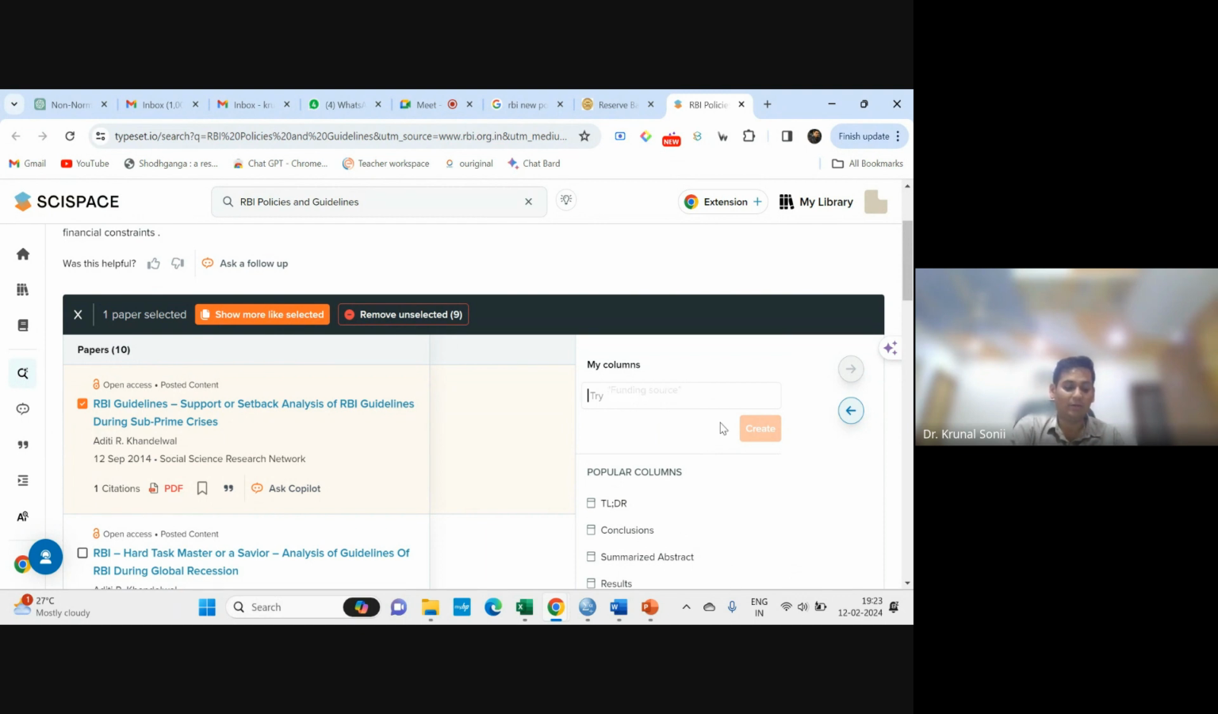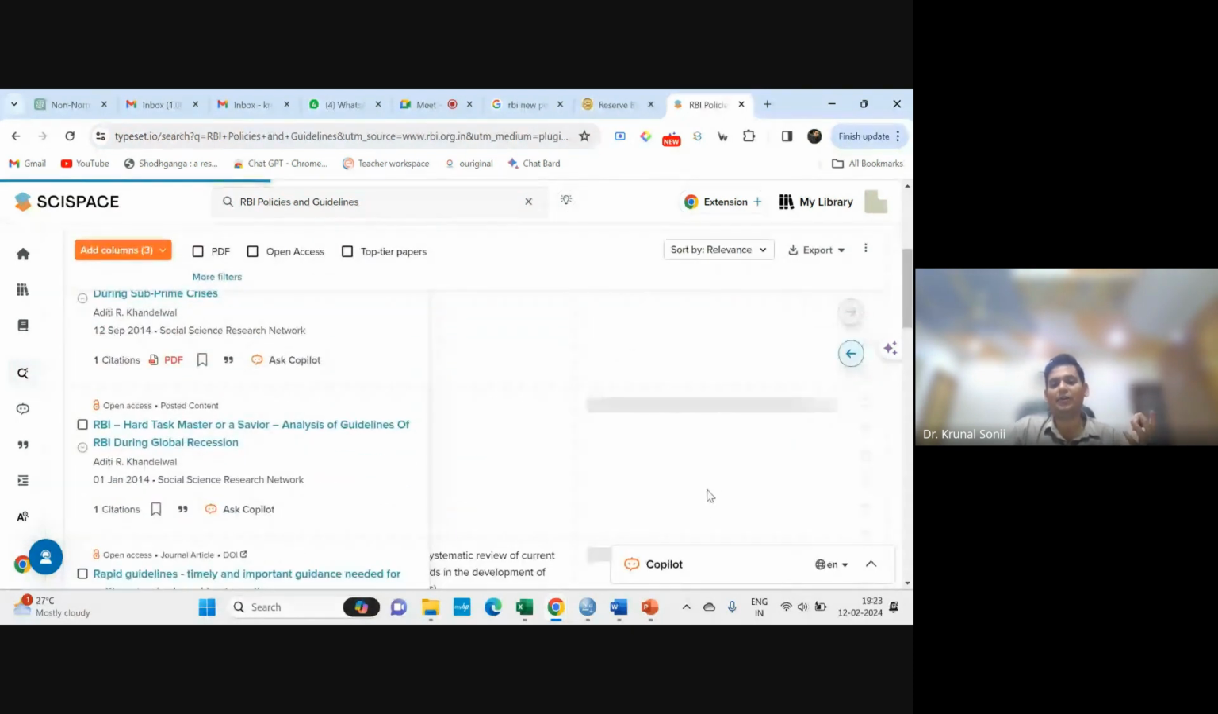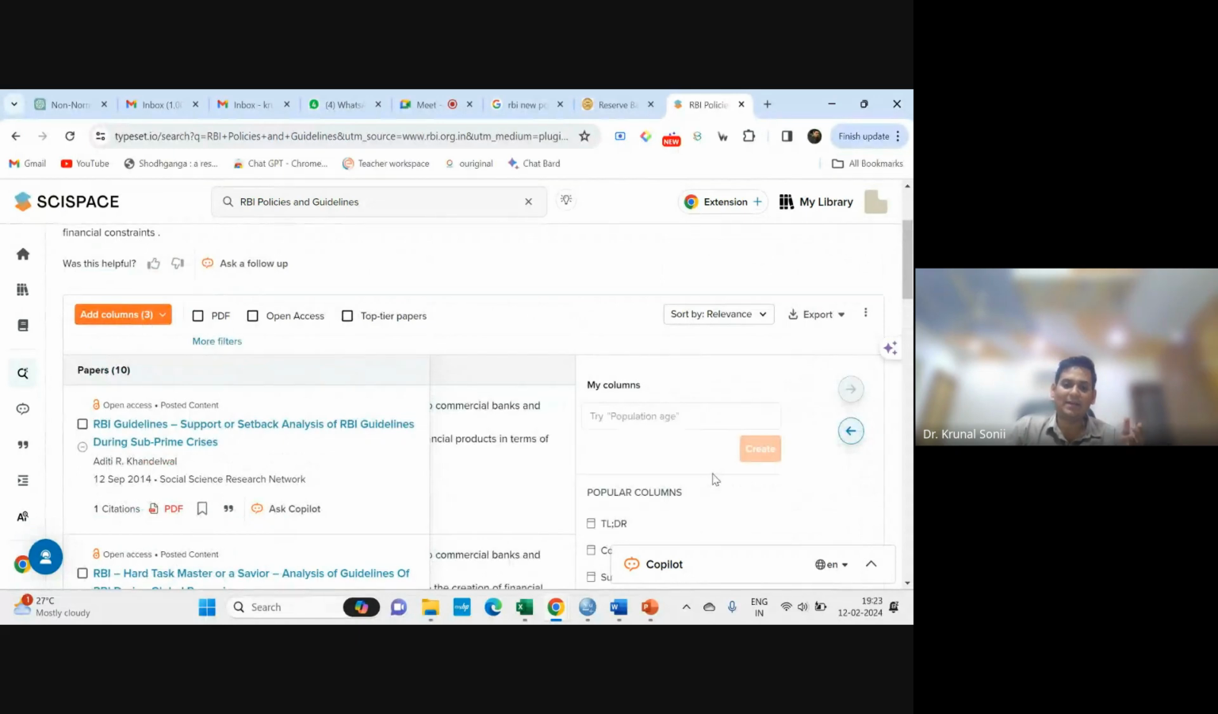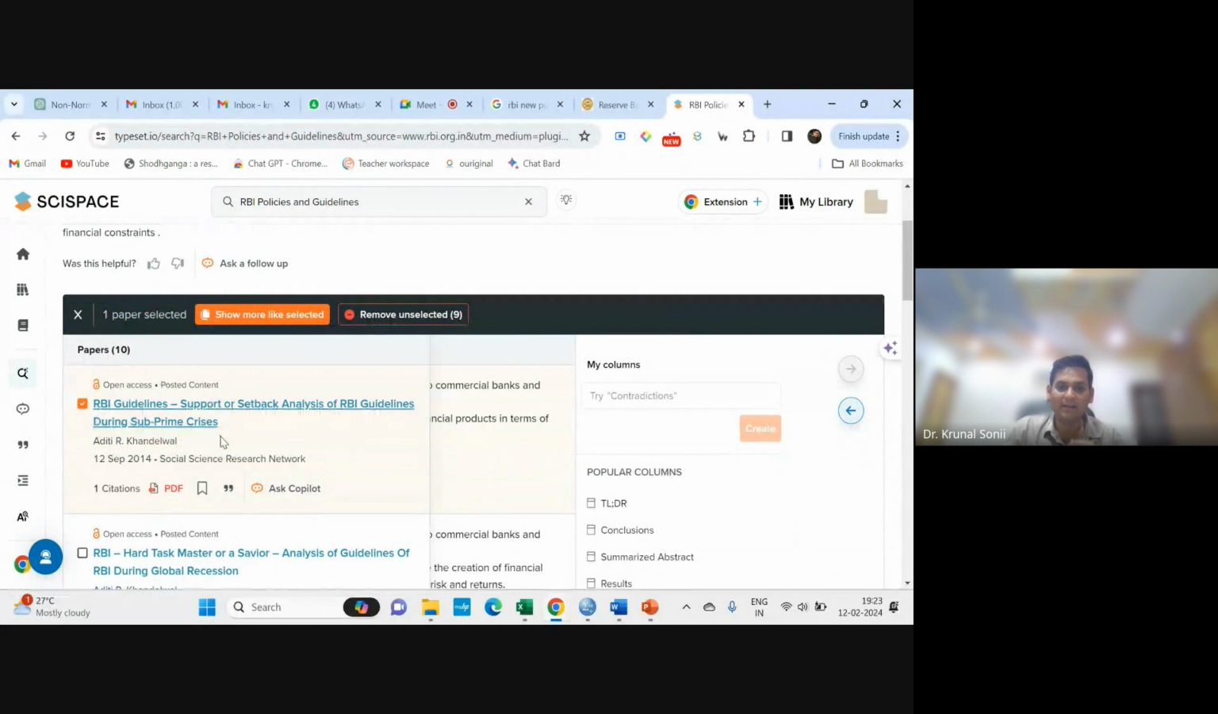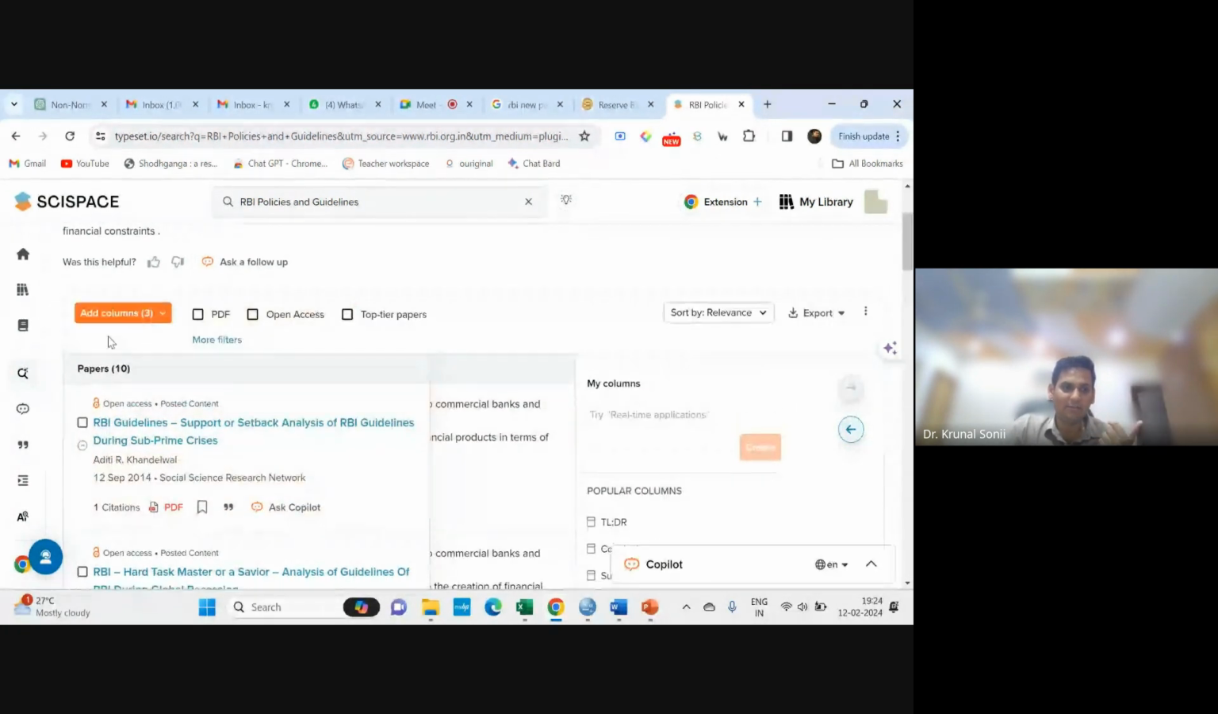Right. Let's suppose RBI policy is my folder name. So let's create it. So I can drag my literature into the RBI policies folder. Right. So whenever I feel that I want to read this article again, it is available in my library.